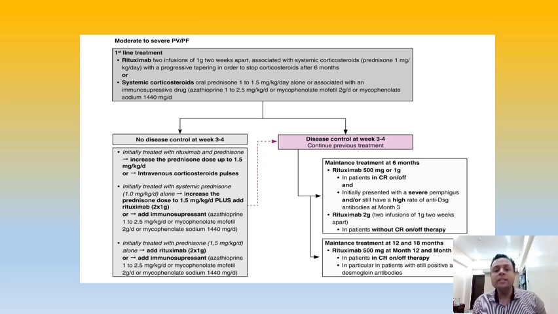If the disease is not controlled at 3 to 4 weeks, we have to increase the dose up to 1.5. So the maximum dose is 1.5 milligram per kg body weight. Don't go more than 1.5. Even if the patient requires more than 100 milligram of prednisolone, it is better to give pulse therapy.